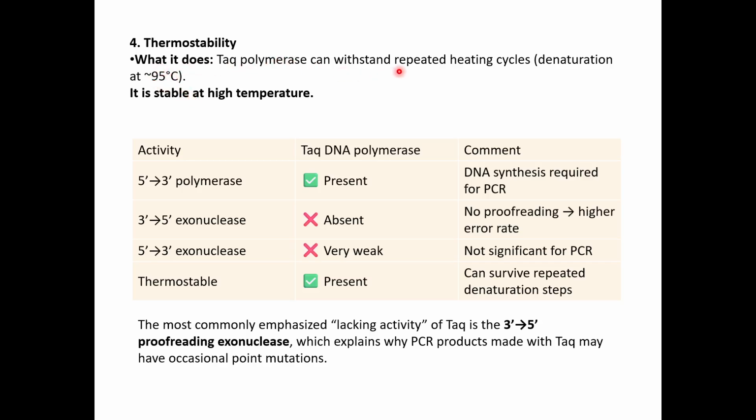Taq polymerase can withstand repeated heating cycles, and it is stable at high temperatures. This is a table of the activities it has. Most commonly emphasized is the lack of 3 prime to 5 prime proofreading activity, which explains why PCR products made with Taq may have occasional point mutations due to errors in the replication process that are not corrected.